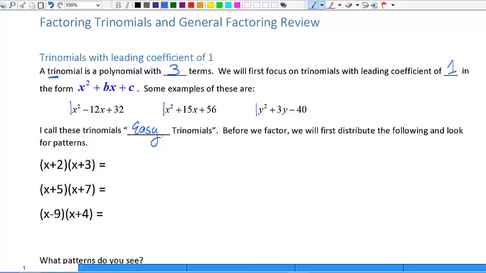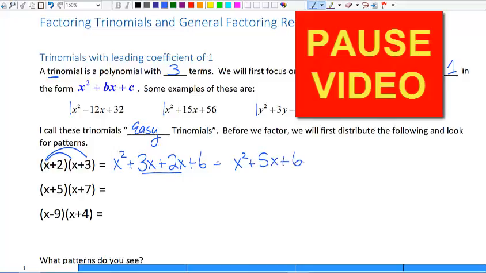Before we factor, we're going to first distribute the following and look for patterns. So if we go forwards, then hopefully that'll help us find patterns so that we are able to go backwards. So I'm going to distribute x squared plus 3x plus 2x plus 6, and then when I combine the two middle terms, I'm getting x squared plus 5x plus 6. I'm going to ask you to pause your video and do the next two on your own.